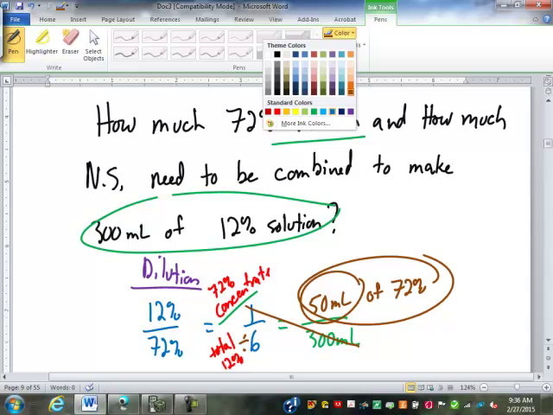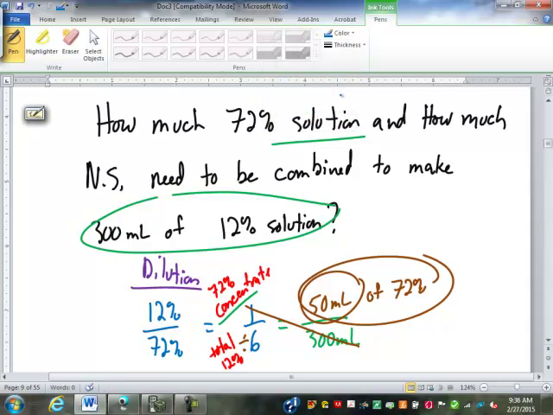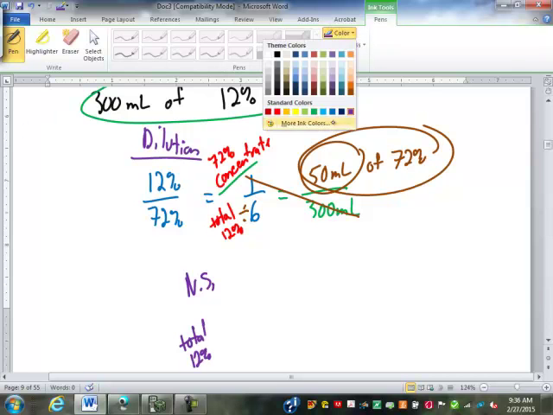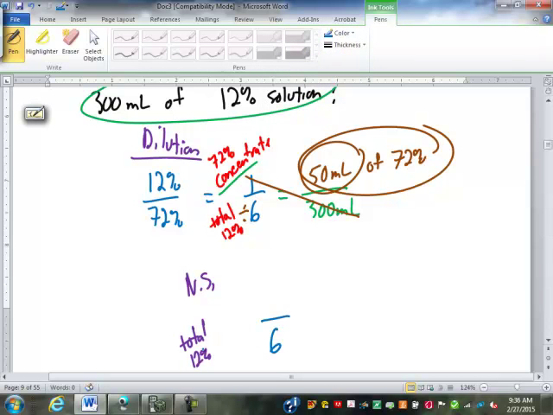Now I could just subtract here 300 minus 50 if I wanted to. But I'm going to go ahead and create the ratio of neutral solution to our total, or our 12%. Which is going to be, well, the total is still 6 parts. If 1 out of the 6 parts is the 72% concentrate, the other 5 out of the 6 parts is our saline.